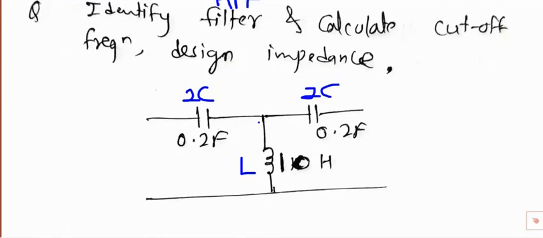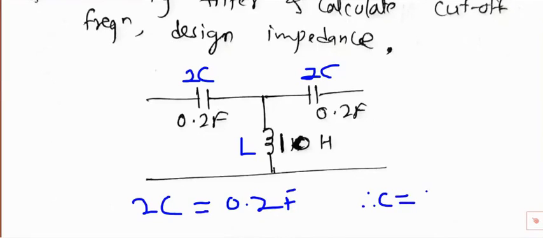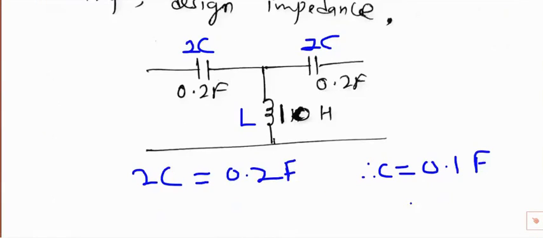So from this, 2C equal to 0.2 farad. If I compare, 2C equal to 0.2 farad, so C equal to 0.1 farad. 0.2 divided by 2 is 0.1 farad. L is 10 Henry. Okay, what is the formula?